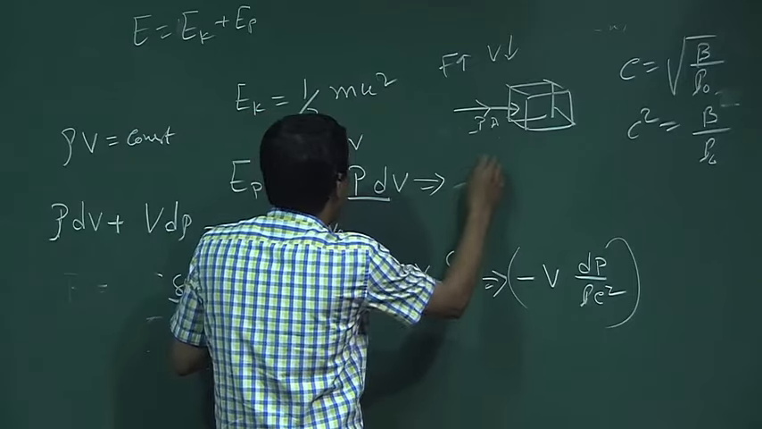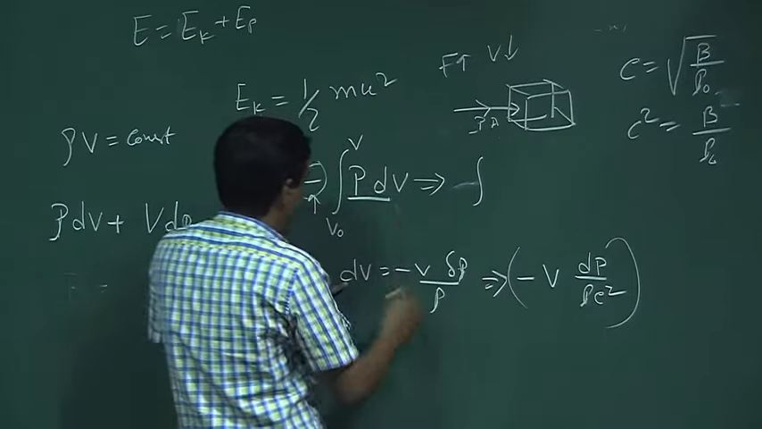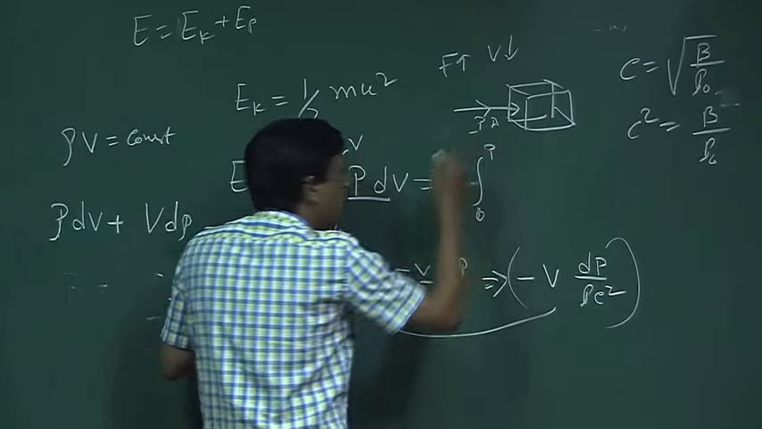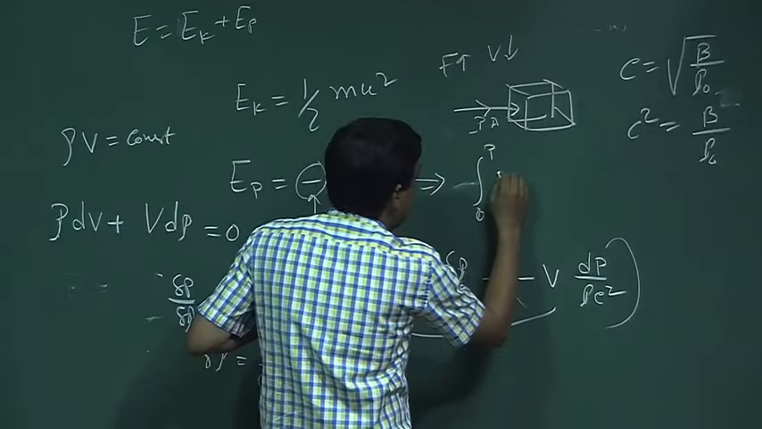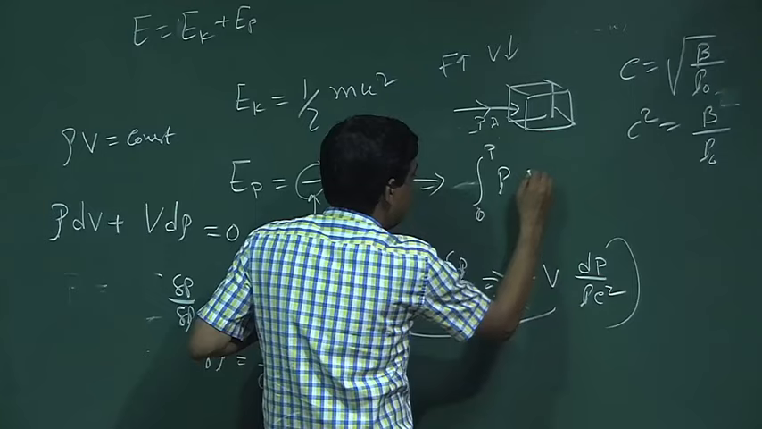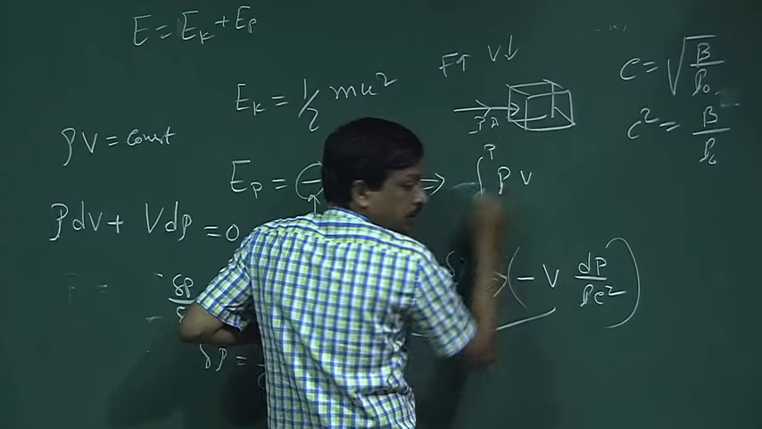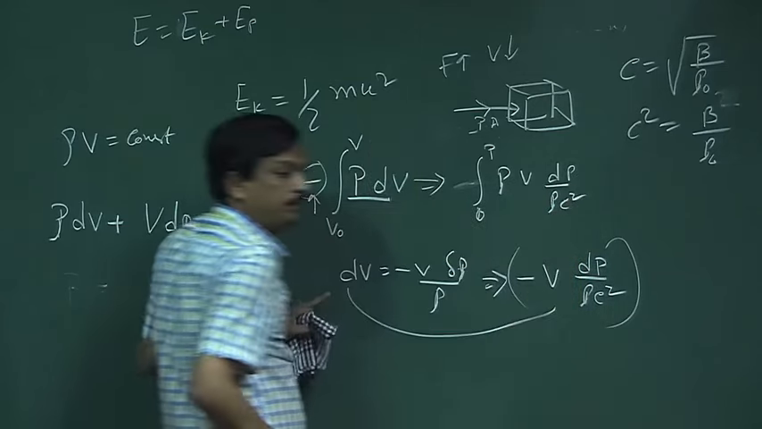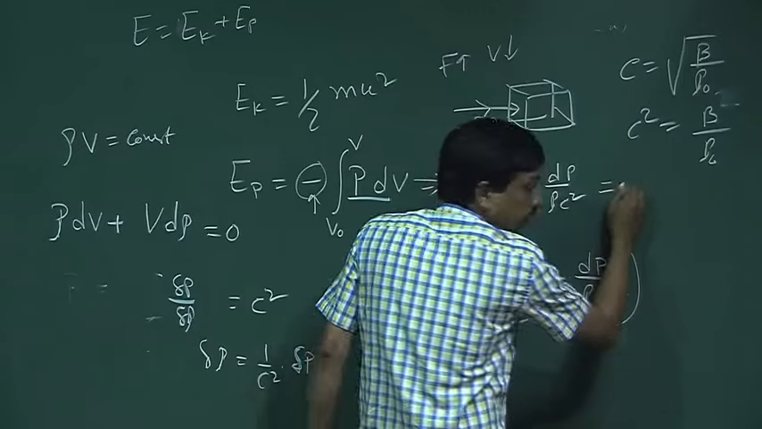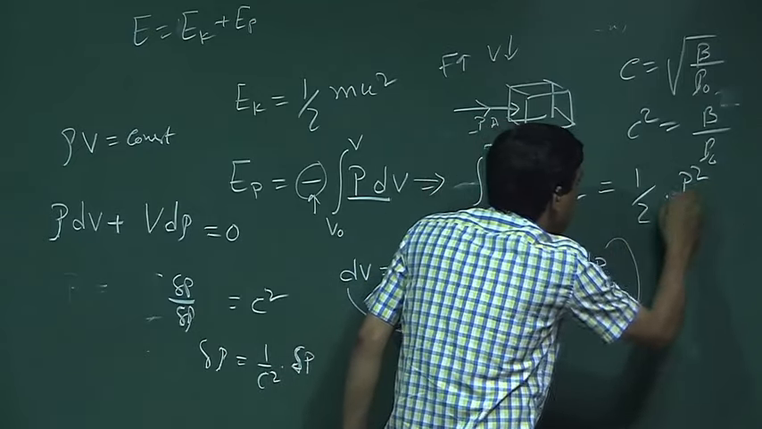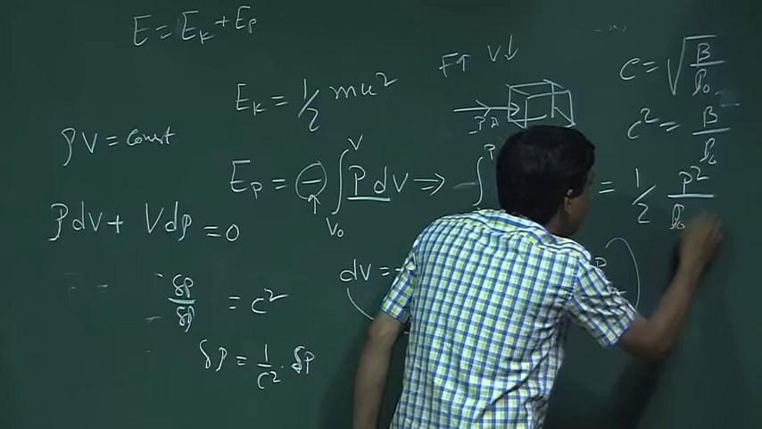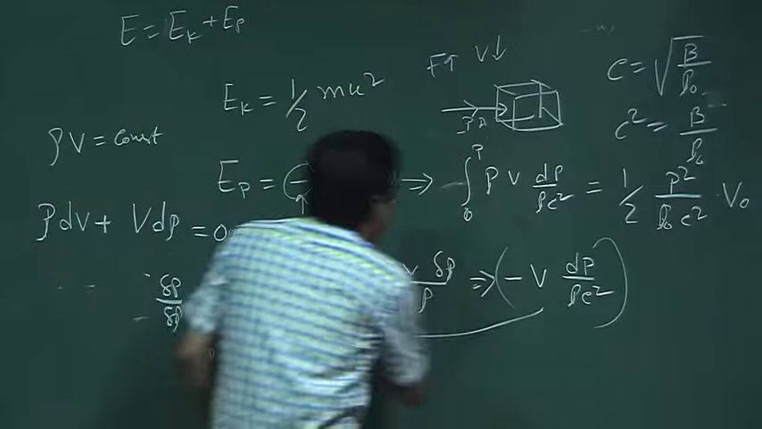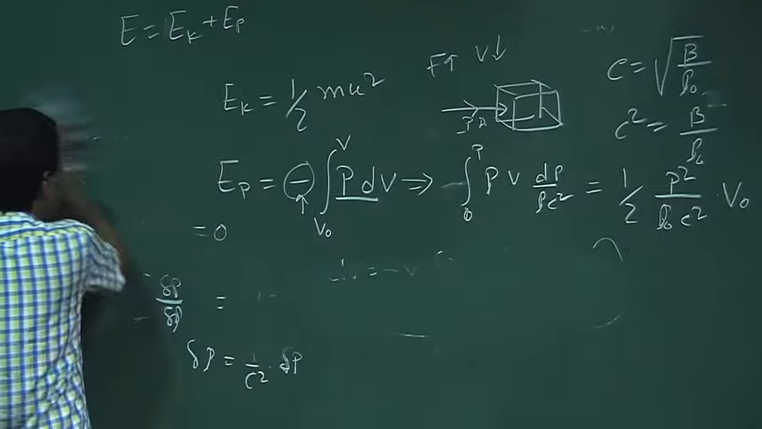So it is plus. So it is nothing but, if it is V 0 to V, then if I convert to del P by C square, it will be 0 to P pressure, P into V del P by rho 0 C square. Which is nothing but half of P square by rho 0 C square into V 0. Okay. So, if it is that, then what is the total energy?